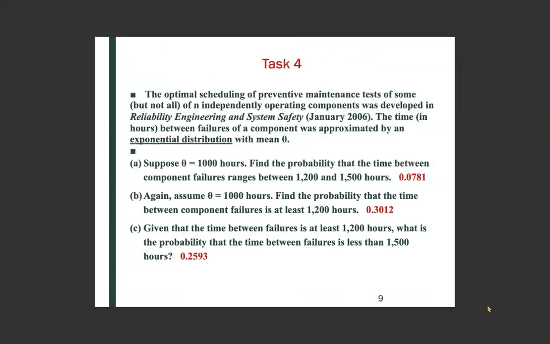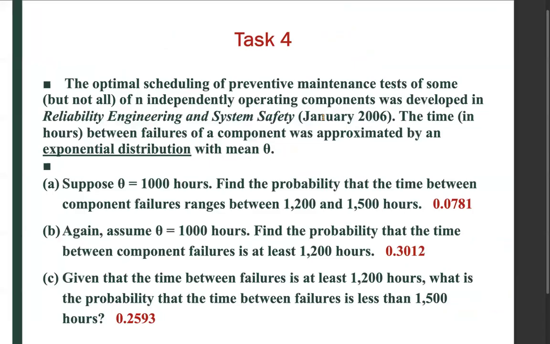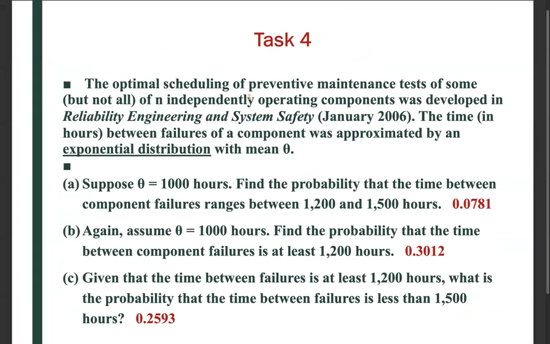Okay, now task 4, which is the last task. The optimal scheduling of preventative maintenance tests of some but not all of n independently operating components was developed in reliability engineering and system safety. The time in hours between failures of a component was approximated by an exponential distribution with mean theta. Okay, so the main takeaway is that we have an exponential distribution and the mean is theta. So here we have 3 prompts.